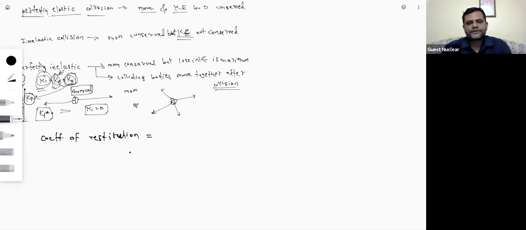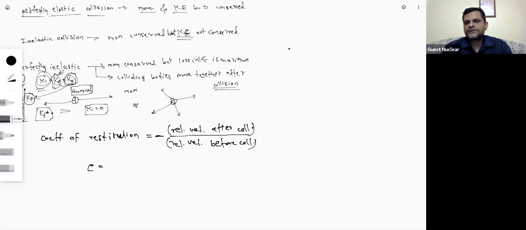Remember, the coefficient of restitution is always denoted by e, and it is defined as the negative ratio of the relative velocity after collision to the relative velocity before collision. Remember, so the relative velocity after collision upon relative velocity before collision, and the negative ratio of that is actually called as the coefficient of restitution.